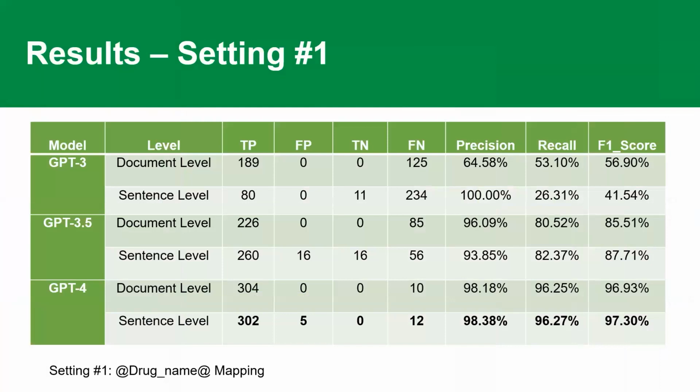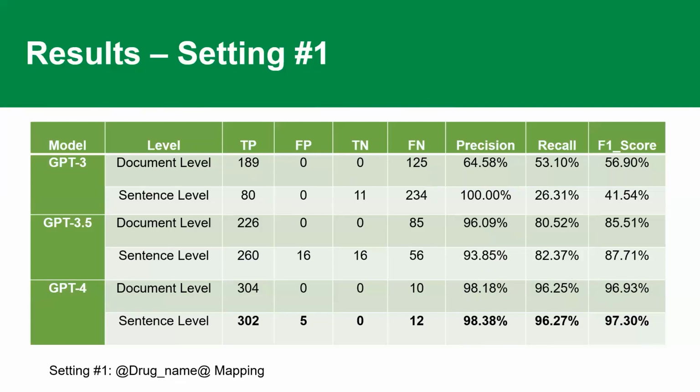Here you can see that the GPT-3 model does not perform that well for both document level and sentence level. However, GPT-3.5 has very good results, and GPT-4 at sentence level gives us 302 true positives among 316, which is very high, and the precision is 98%, the recall is 96%, and the F1 score is 97%.